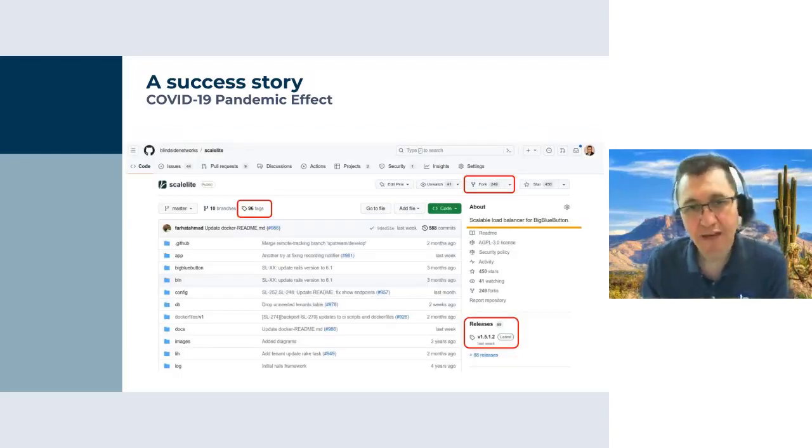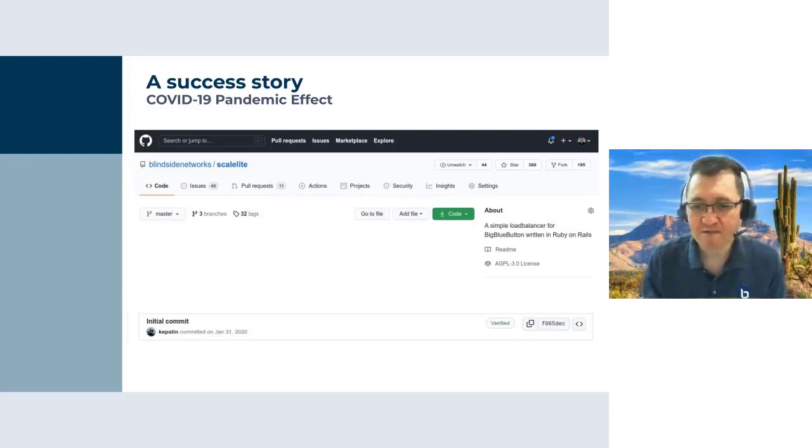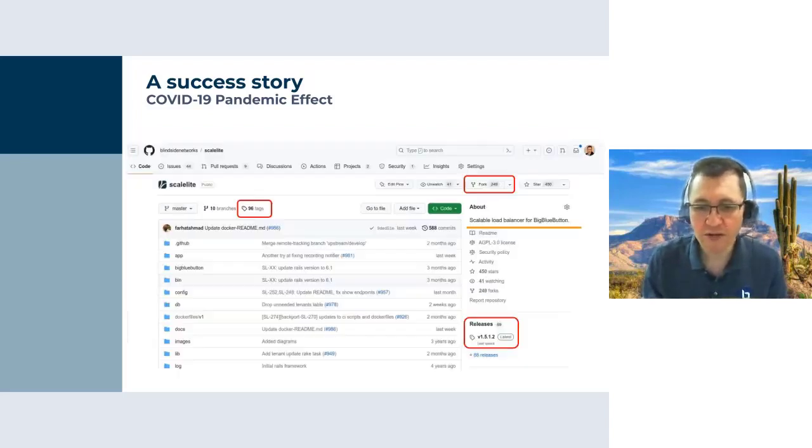By the time COVID hit North America, we were kind of prepared because we had the system. We didn't advertise that it was open source, but we then realized that people were downloading it and started asking for help. So we saw it grow from that simple load balancer for BigBlueButton written in Ruby on Rails to become a scalable load balancer for BigBlueButton, which is what it is right now.